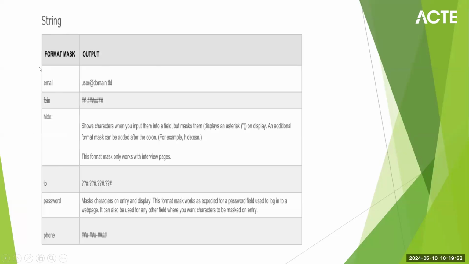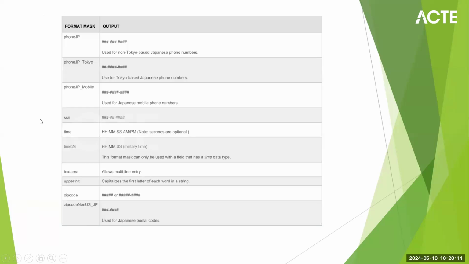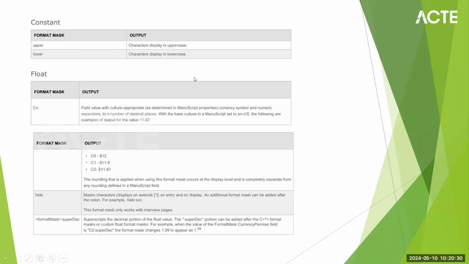See, format mask has some properties. These are the types of format. Email means it will show that particular value in the email format. Fin is one of the formats. Hide is for hiding that particular field. IP is a format, and password format, phone number format. Time 24, time means hours, minutes, seconds, AM or PM. And zip code. These are available inbuilt in the drop down. You need to click the particular field which you created, in which format you want.